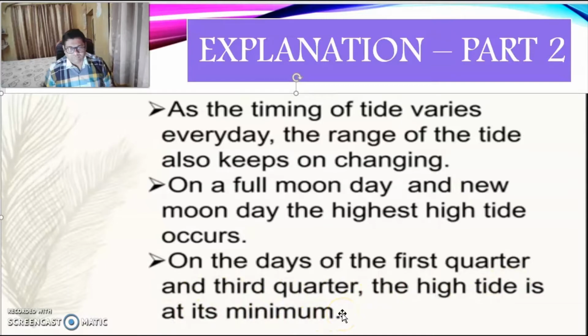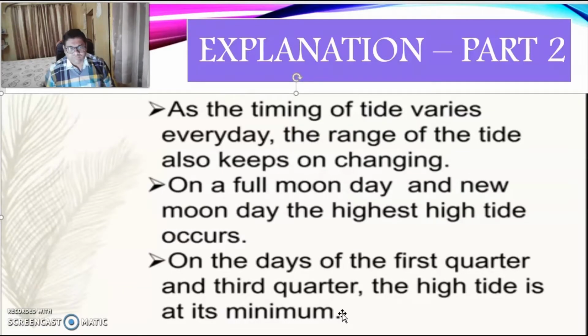So what happens to the high tides on the full moon day and a new moon day? On the day of Purnima and the day of Amavasya, the highest high tide occurs on these 2 days. The high tide is at its highest level, whereas on the days of the first quarter and the third quarter, the high tide is at its minimum. The first quarter will come after the new moon day and the third quarter will come after the full moon day. So on these 2 days, the high tide will be at its minimum.